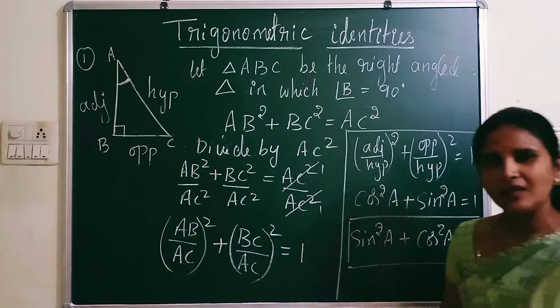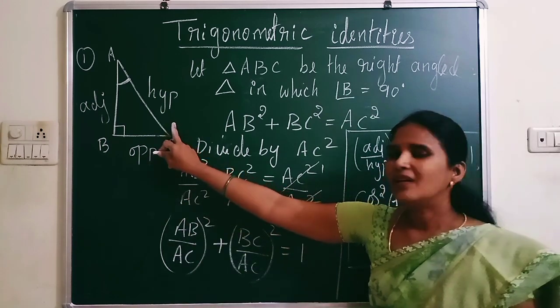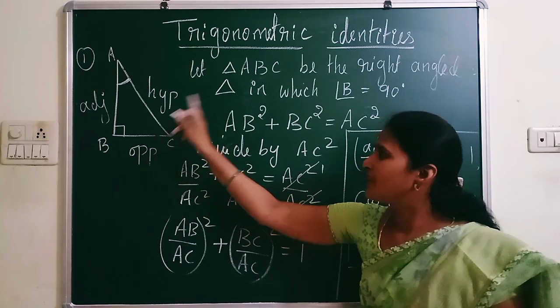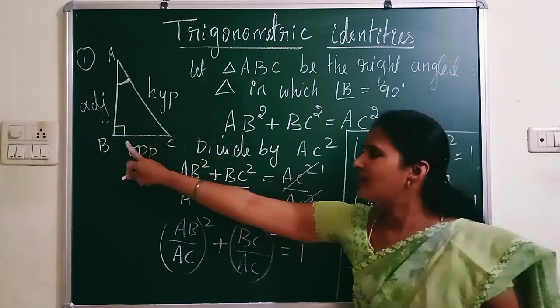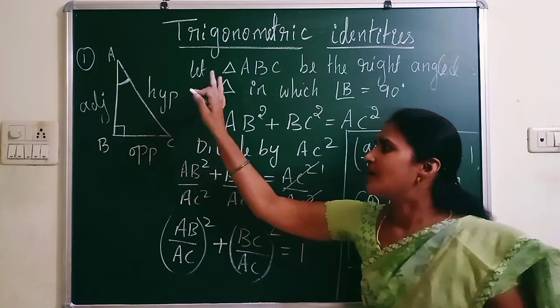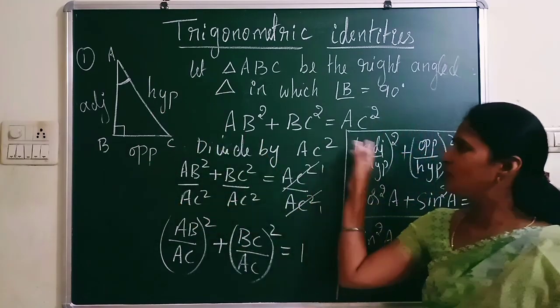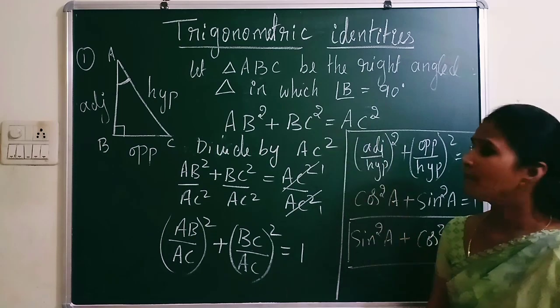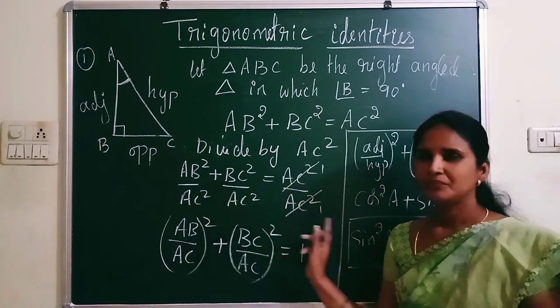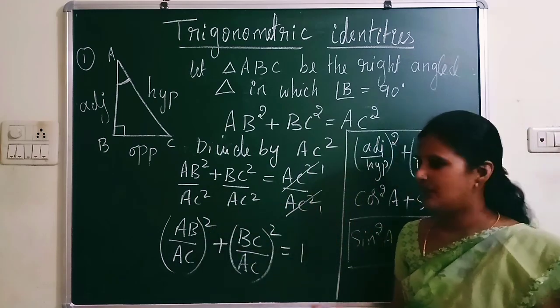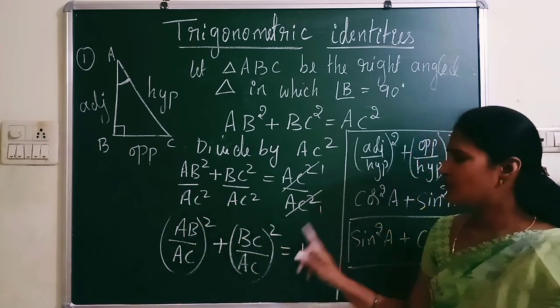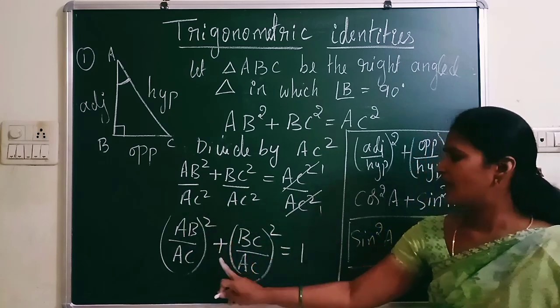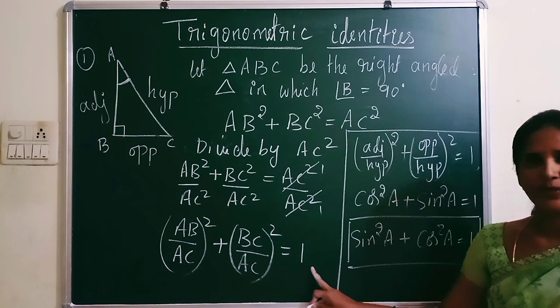So I will repeat in brief. Consider any right angle triangle. Here I have considered ABC as a right angle triangle, B is 90 degrees. Apply the Pythagoras formula and write it down: AB square plus BC square equal to AC square. Divide this by the hypotenuse, that is AC, so divide each term by AC square. We got AB by AC whole square plus BC by AC whole square equals 1.